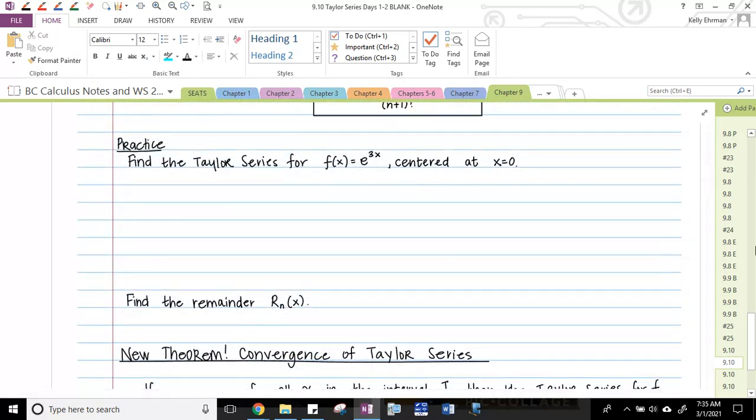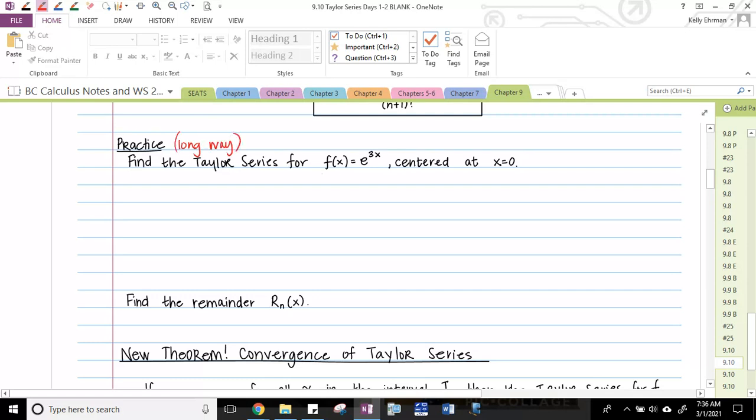Okay, so practice. Find the Taylor series for f of x equals e to the 3x centered at 0. Now, there is a long way and a short way to do this. Tomorrow is the shortcut, but I want to remind you of the long way because it's not that long, and it's useful if you're not sure if you can use the shortcut or not. It's always best to just put in the work and do this the long way. Okay, so long way today.